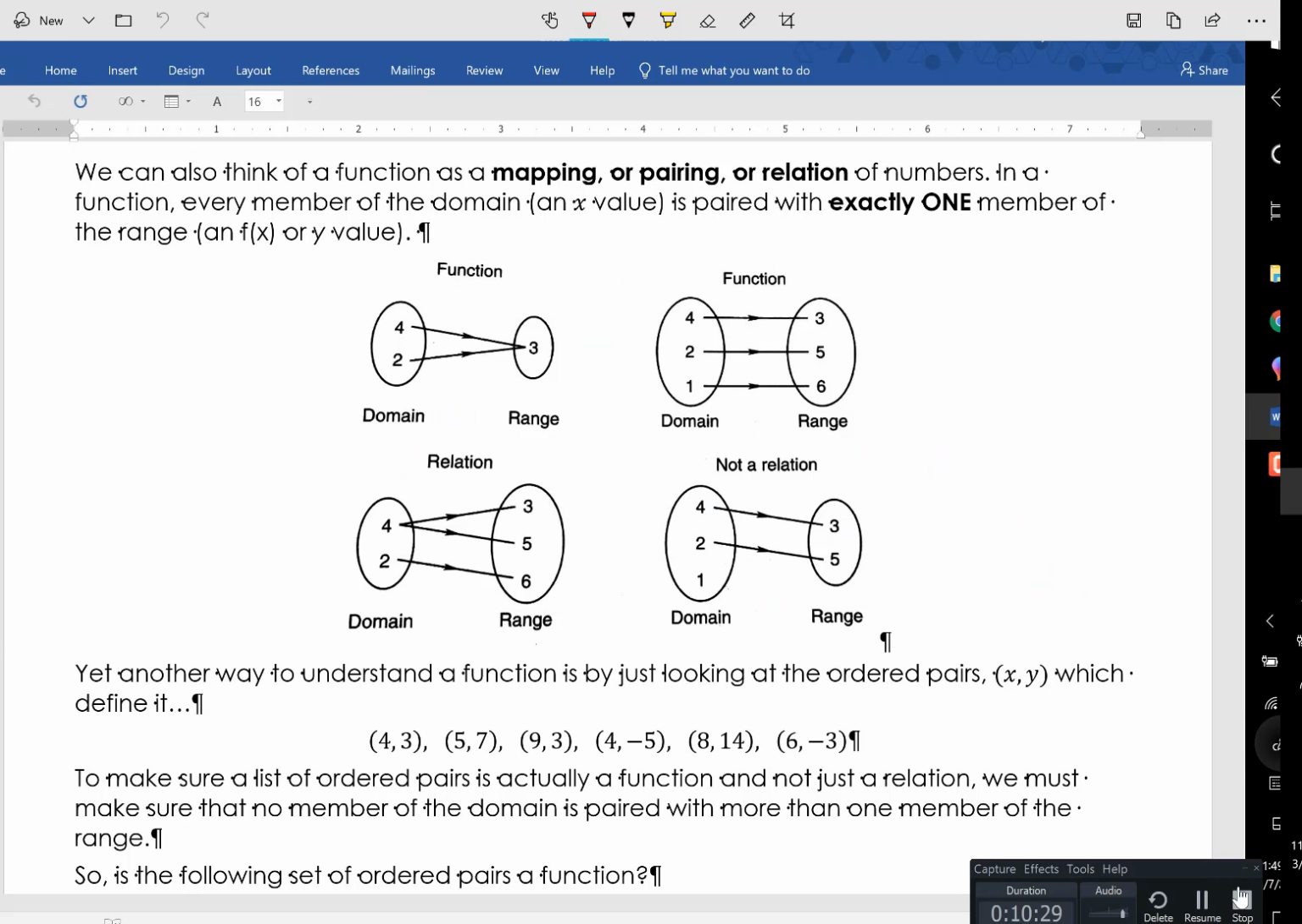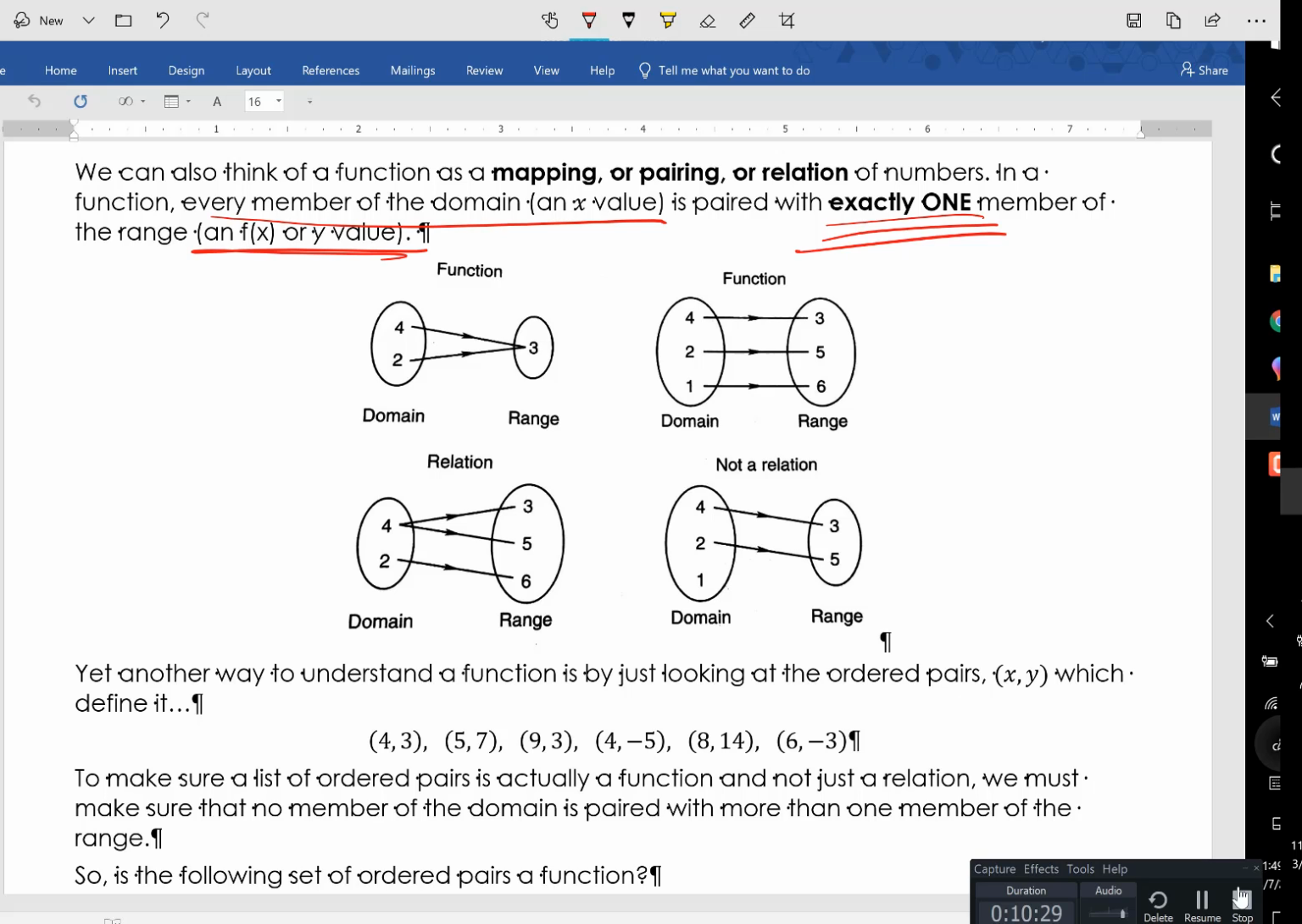Okay, so the big thing that we want to remember about a function is that for every member of the domain, so every x, has to be paired with exactly one y. So every x can only have one possible y, all right? So if you look at these diagrams here that represent functions, you've got this first function.